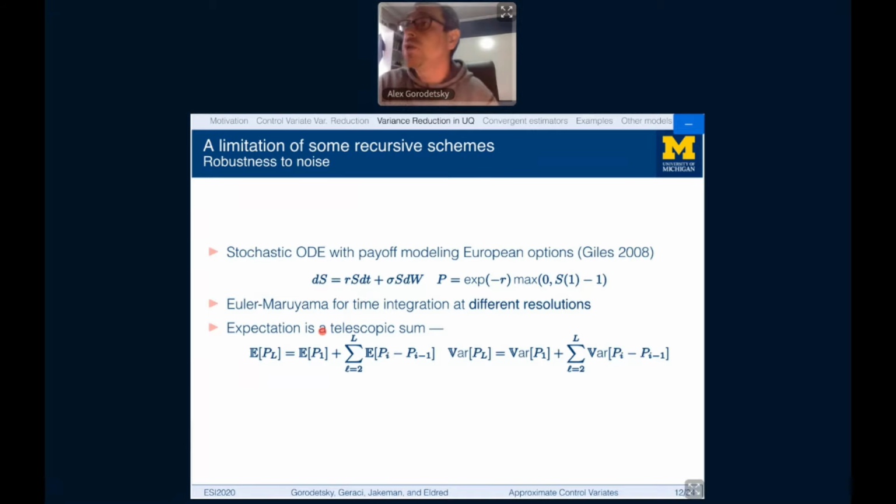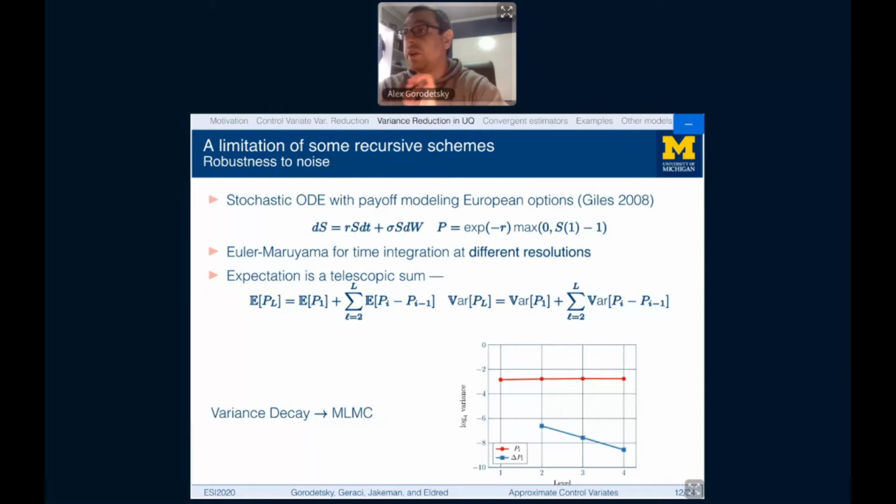Here Euler-Maruyama is used for the time integration scheme, and then we get a multi-level problem by using different resolutions. Different resolutions are leveraged by rewriting the expectation of the payoff at the finest discretization as a telescoping sum. The variance then becomes the variance of each of the discrepancies. In this particular problem, there's a very nice convergence of the variance of the discrepancies, which are much smaller than the variance of the original model, which leads to significant variance reduction.